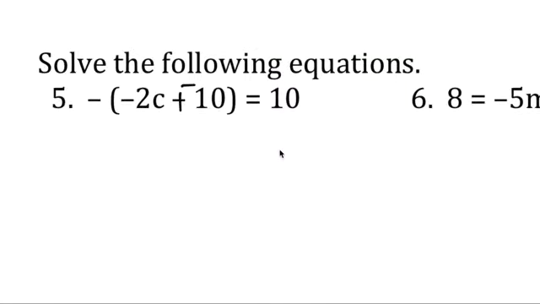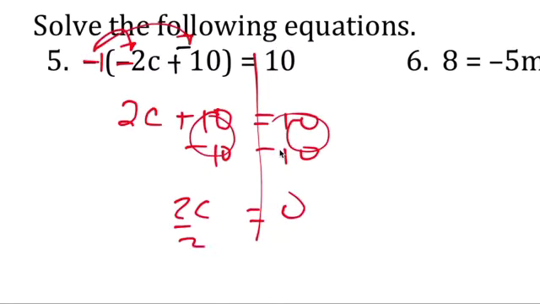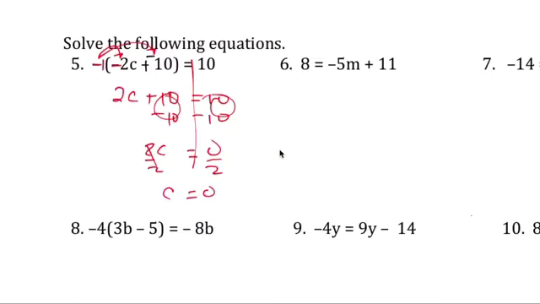Here, additive inverse there. Okay. You distribute, that's a negative 1 times 2 is positive 2. Two negatives is a positive c, and here's two negatives also is a positive 10. Minus 10, minus 10. 2c equals 0. Divide by 2, and your answer is 0. One solution. This is called one solution, one letter, one solution. Okay, most of them will be one solution.